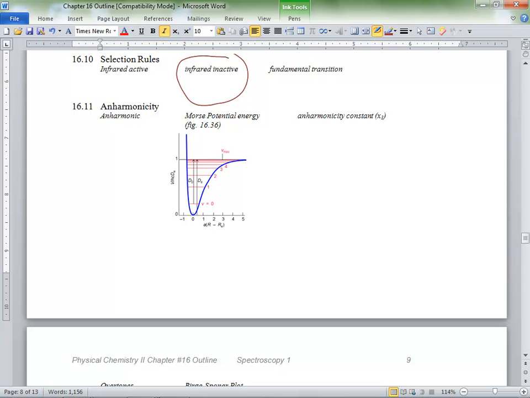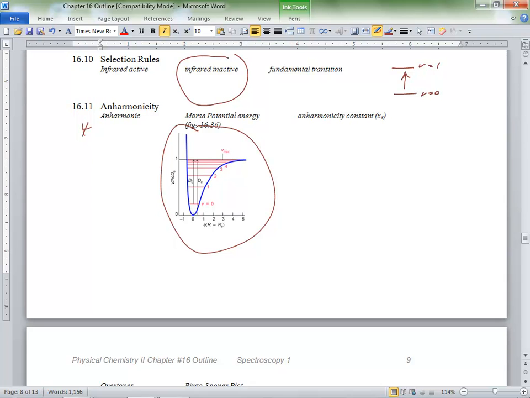Fundamental transition, it's just the ground state to the first excited state. Okay, that's the fundamental transition, ground to the first excited. Okay, so anharmonicity. Now we can actually start, see how the plot, now there's a limit to it, right? See how you pull the displacement, you pull it out, get that displacement large enough, the bond actually breaks. There's a V max. There's a maximum vibrational energy level.